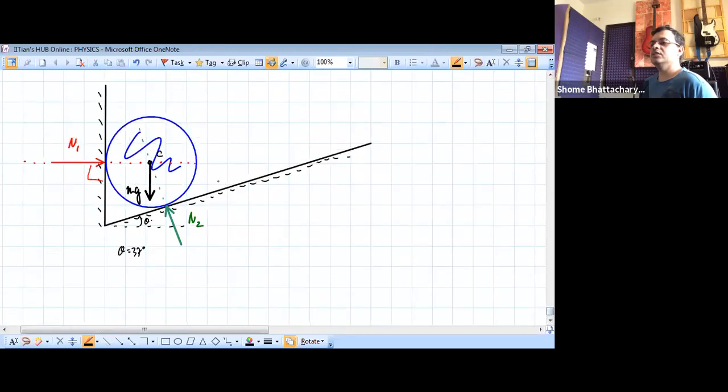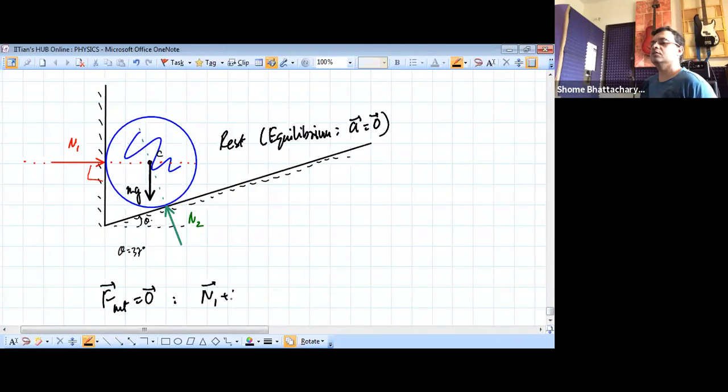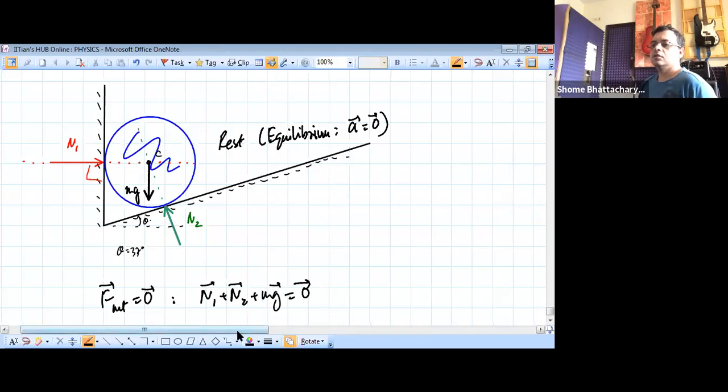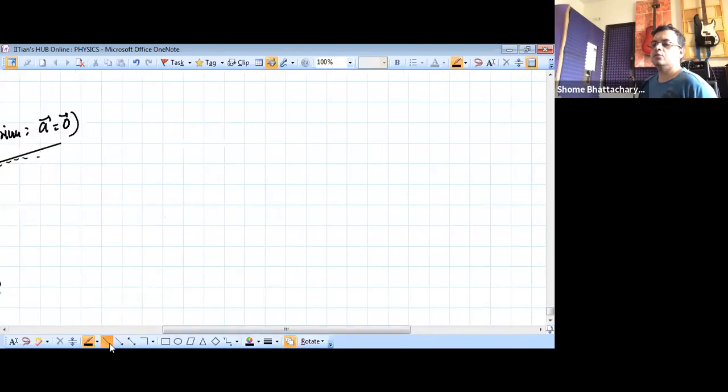So now the body is at equilibrium, it is at rest, or what we call equilibrium, meaning that the acceleration of the body is 0. So the net force should be 0. Or in other words, if I do the vector addition of N1, N2 and Mg, that should result in a null vector. This is the situation that we have to solve here. Now let's come to the detailed geometrical analysis of this. Something very important that you have to understand.